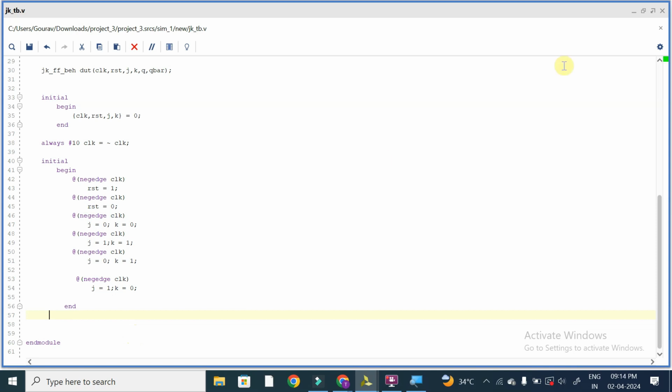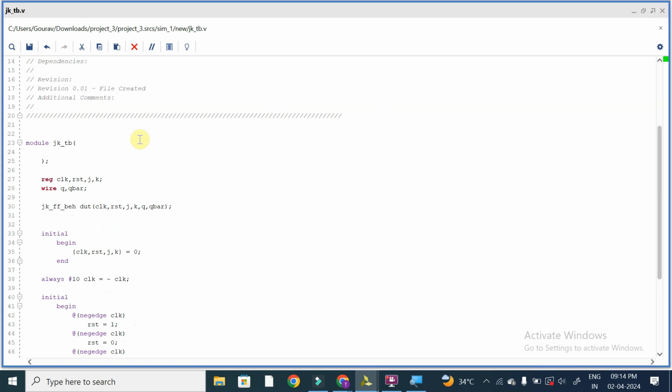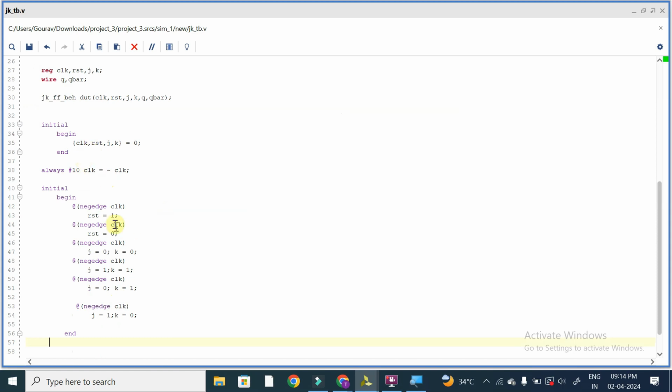So these are the steps to be followed for sequential circuits. We will also discuss how to write the test bench for combinational circuits. For any sequential circuit, in the case of flip-flops, this is a standard procedure. First, instantiate the design, initialize the inputs and generate a clock. And if the design is working on the positive edge of the clock, then drive the inputs at the negative edge of the clock. So this is how we write a test bench for a sequential circuit.